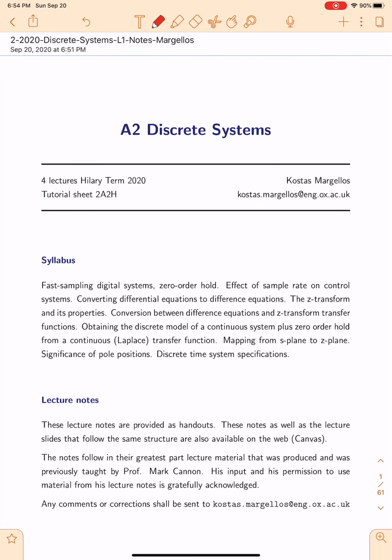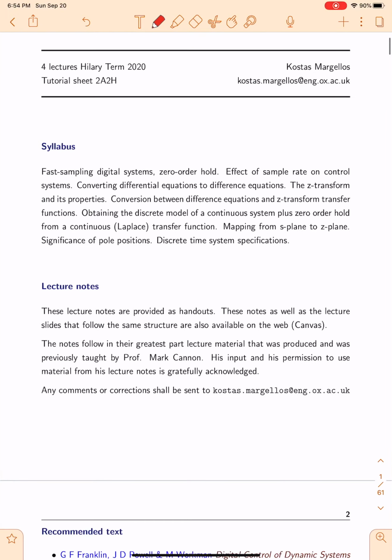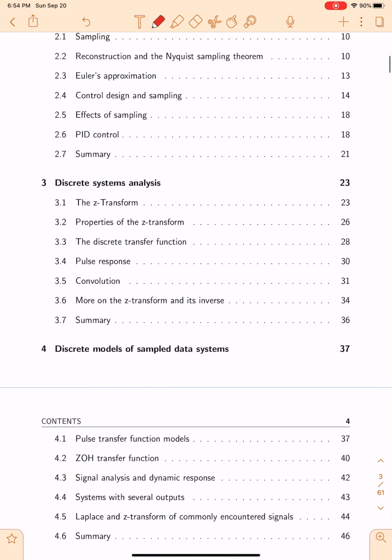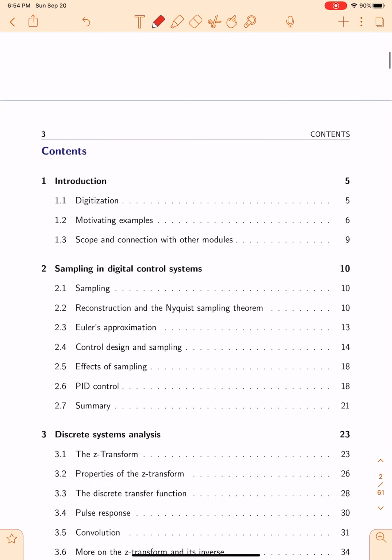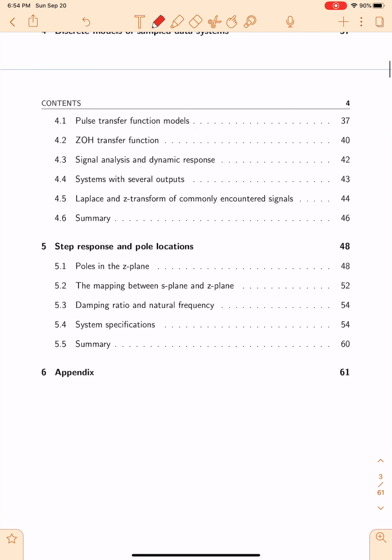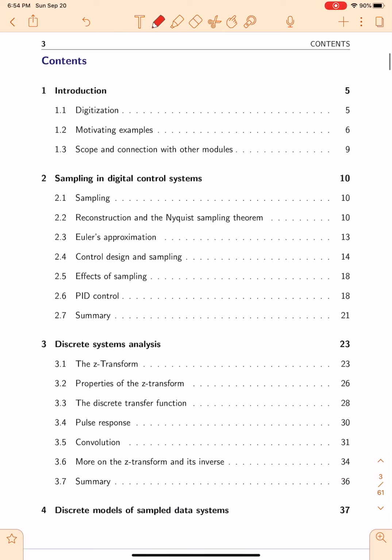Okay, today we are going to start to revise our discrete system. And these are the notes from the University of Oxford Engineering Department. We will have 5 topics in total. First is the introduction about digitalization, motivating examples, and so on.